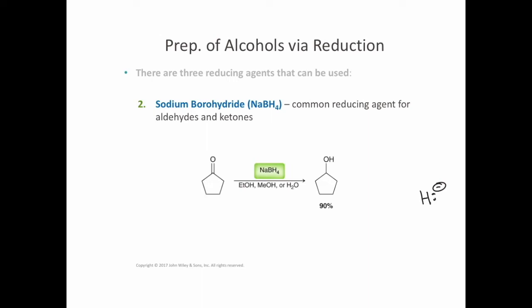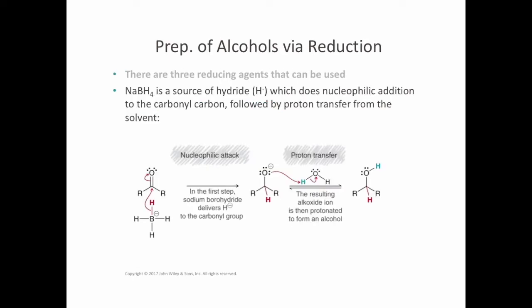So with sodium borohydride, we can convert aldehydes and ketones into the corresponding alcohol. So sodium borohydride is the active reagent, and then we typically use one of these solvents. Sodium borohydride is a source of hydride, H-, which does a nucleophilic addition to the carbonyl carbon, followed by a proton transfer from the solvent. So in this reaction, the hydride is going to be delivered from the reagent to the carbonyl carbon, and then simultaneously these 2 electrons form a 3rd lone pair on the oxygen.